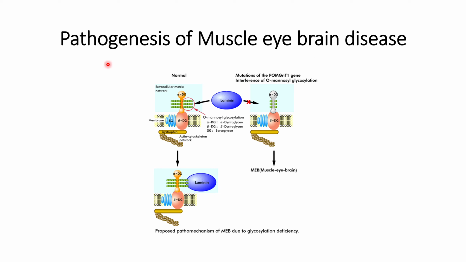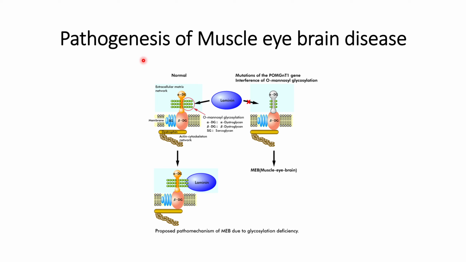In this video, we will discuss the pathogenesis of muscle-eye brain disease. This disease is usually found in children, and so far there is no cure available for it. One of the reasons is that people have not been able to find the root cause for this disease. Some studies have been done to find the root cause, however, they have not come to a consensus yet.